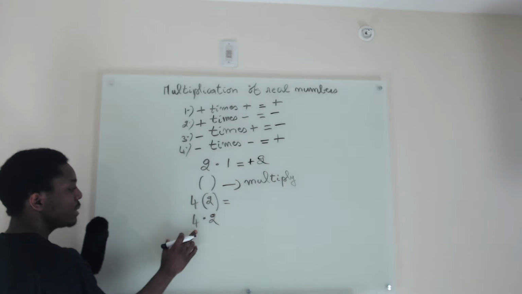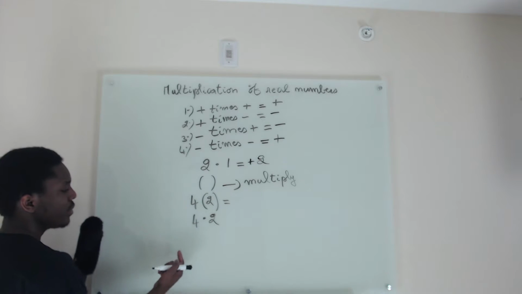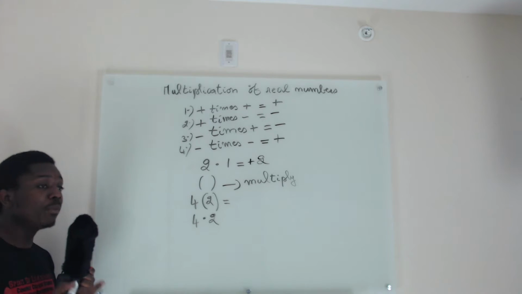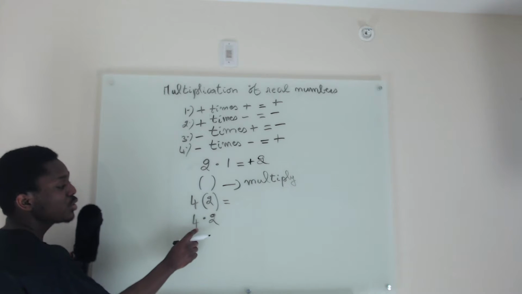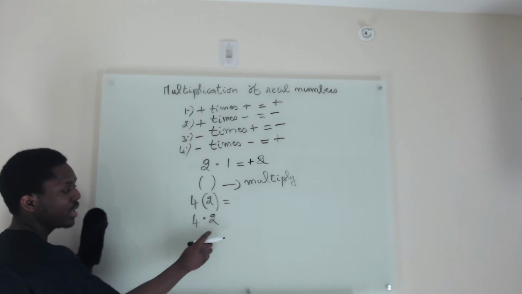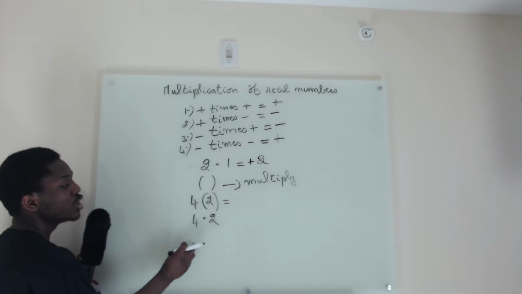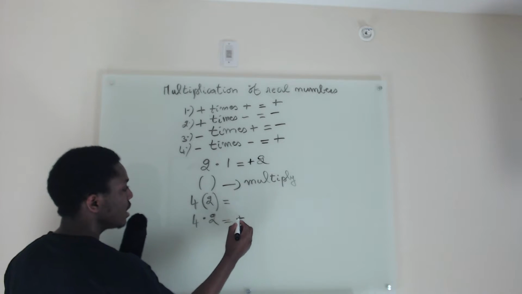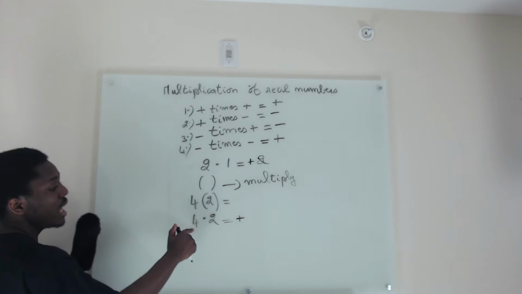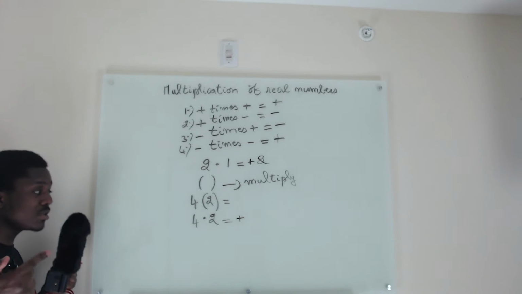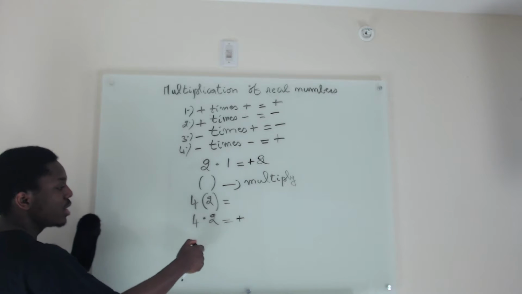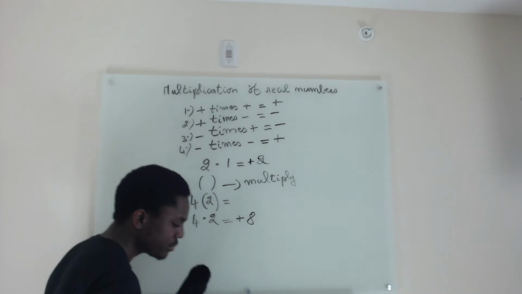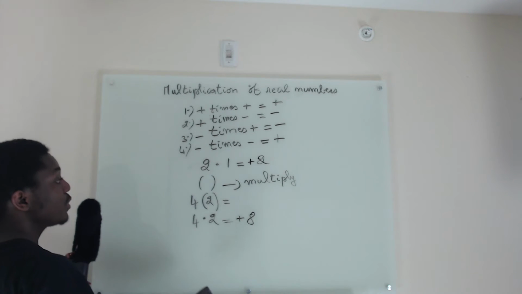Now, when we are multiplying 4 by 2, we first multiply what? The signs. We always start by multiplying the signs first. The sign of 4 is positive, and the sign of 2 is positive. So when you have a positive times another positive, the answer is always going to be a positive number. After you finish multiplying the signs, now you multiply the numbers. So 4 multiplied by 2 is 8. That was for the first case.